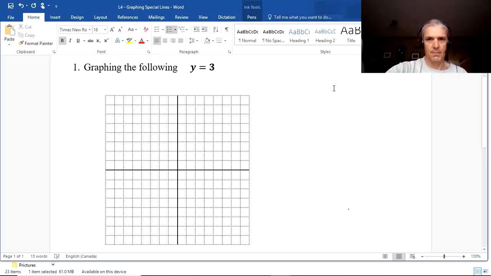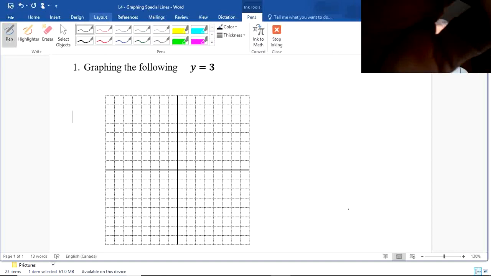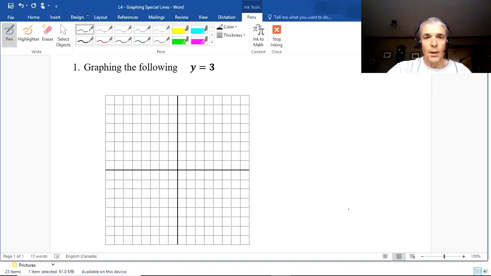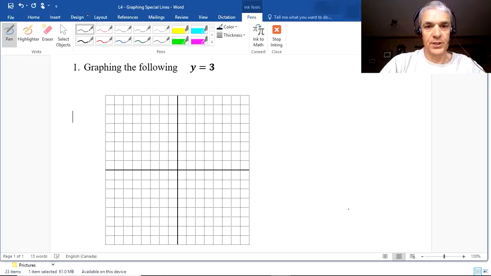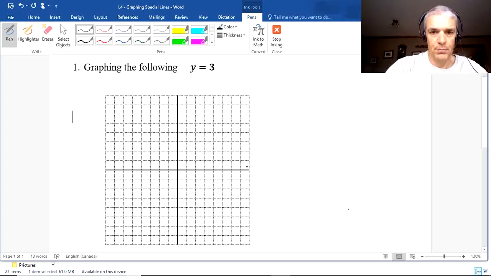I'm trying to get my pen to come up here, but it doesn't want to. There we go, pen. Before I graph y equals 3, the first thing I always do is put my axes on and label them, with my arrows. So if this is my x-axis and this is my y-axis, where does y equal 3? Well, y equals 3 right here on the y-axis, okay?